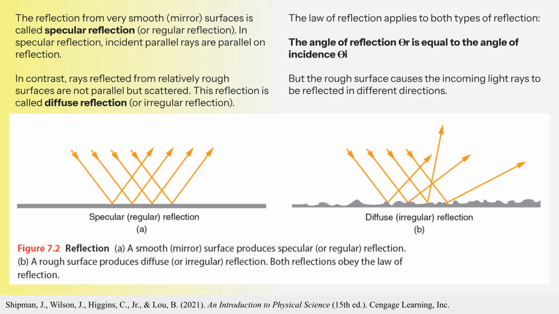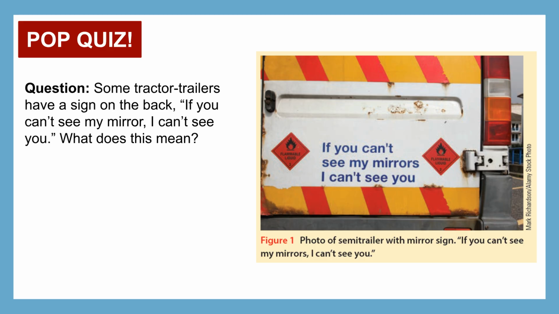Diffuse reflection is why we can see most objects, even though they are not mirrors. This pop quiz uses a real-life situation to explain reflection. Some tractor trailers have a sign on the back. If you can't see my mirror, I can't see you.